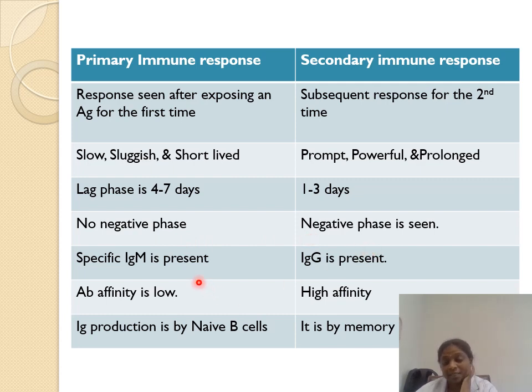IgM is the first immunoglobulin present in the primary immune response. IgG is present in the secondary immune response. Antibody affinity is very low in primary, whereas it is very high in the secondary immune response. Immunoglobulin production is by naive B cells in primary, whereas in secondary it is by memory B cells.